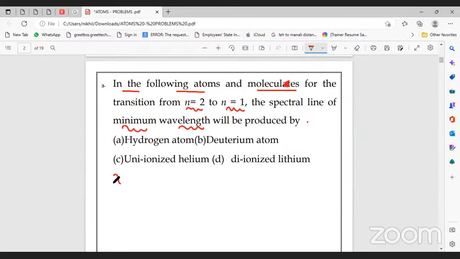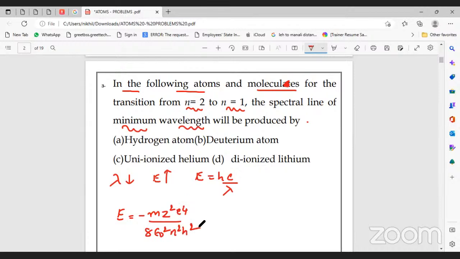Students, you know that in order to get a minimum wavelength, what should be the energy? It should be maximum. Because you know that energy is given by the formula E is equal to hc by lambda. And also you know how to calculate the energy in any atom. That is minus m z squared e power 4 divided by 8 epsilon naught squared n squared h squared. So can you tell me how the energy is related to the atomic number Z here?